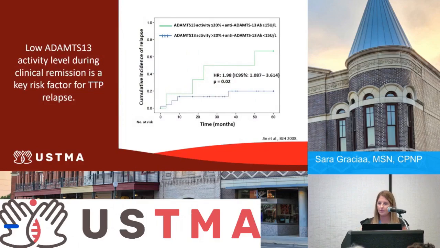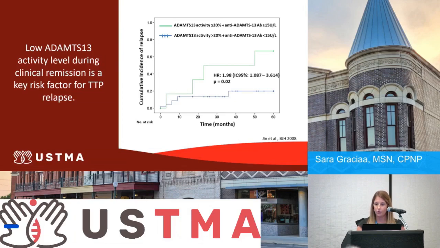So ADAMTS13, again, is our best predictor. As the activity goes down, we know that the risk of relapse increases. And this is especially true when the ADAMTS13 activity level is less than or equal to 20%. So here we have a figure looking at 74 immune TTP patients and their ADAMTS13 activity level during clinical remission. So they found that a level less than or equal to 20% was associated with TTP relapse.